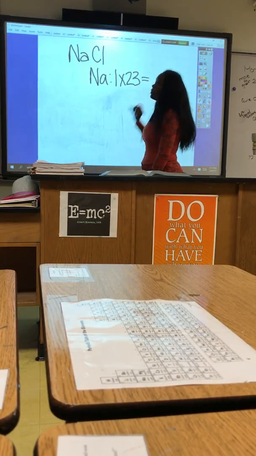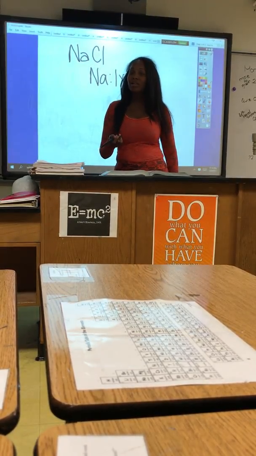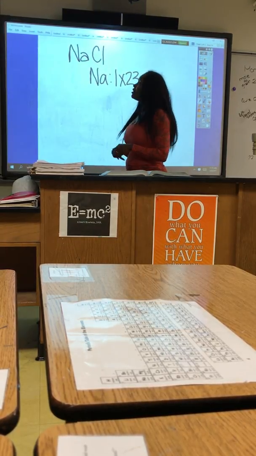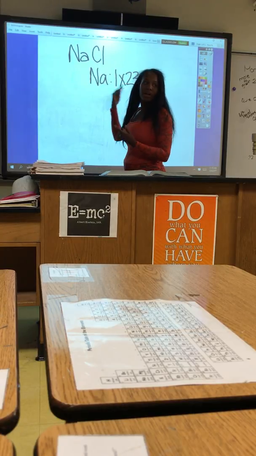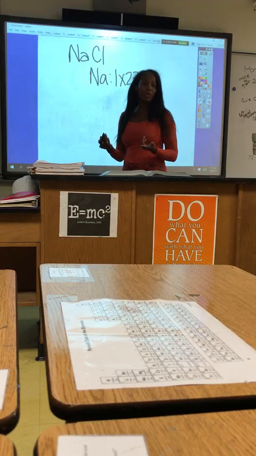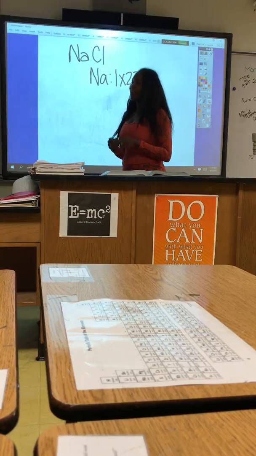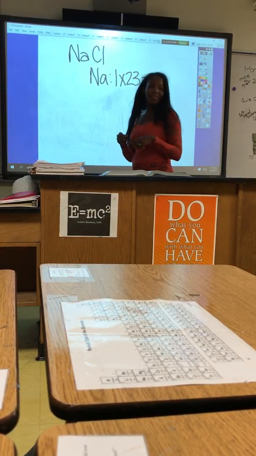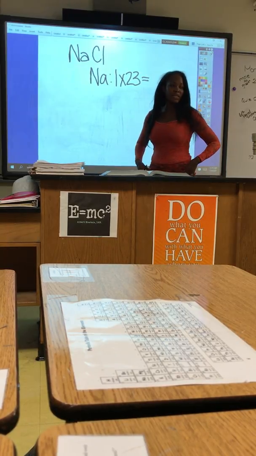If you look at sodium, you will notice that sodium's mass is 22.99, okay? But when we look at the mass number, it is going to be the rounded version of that. So we're rounding to the nearest whole number. Just remember, if after the decimal it's 4 and under, the number stays the same. And if it's 5 and above, we round up to the next number.